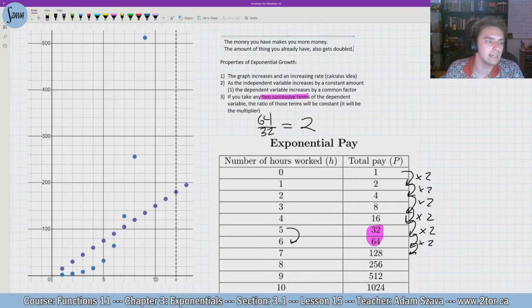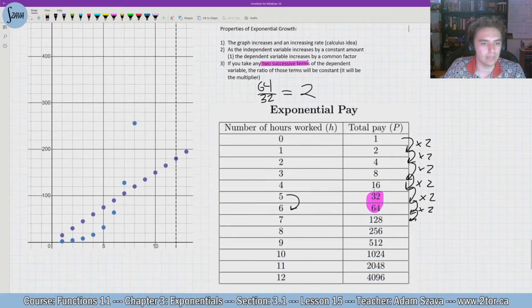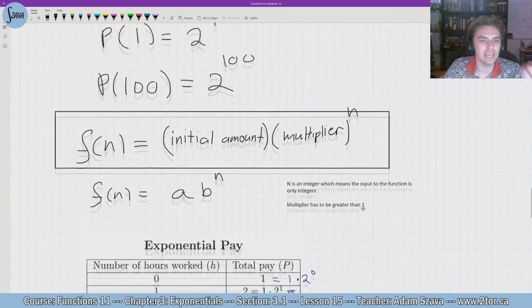And that's the idea of how exponential growth works. The amount of thing you already have also gets doubled and makes you more of that thing, which will then again get doubled in the next iteration, the next time you go around doing this. So these are all the ideas of what I'm trying to get at here with talking about the nature of exponential growth. This section is called the nature of exponential growth.